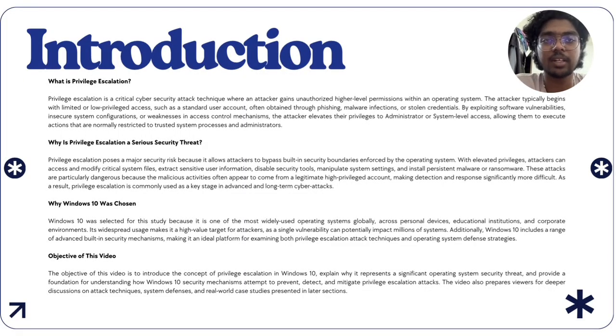Privilege escalation is a type of cyber attack where an attacker starts with a lower level account, such as a normal user, and then finds a weakness in the operating system to gain higher level access, such as administrator or system level privileges. Once attackers get admin rights, they can change system settings, install malware, read sensitive data, disable security tools, and sometimes completely take over the computer or network. So even a small vulnerability can become a very big problem.